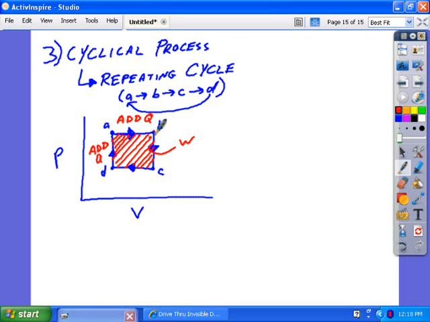When you go from a high pressure to a low pressure at a constant volume, you lose heat. From a high volume to a low volume at a constant pressure, you lose heat. Now, in the case of a cyclical process, we've got a different situation that's going on here.